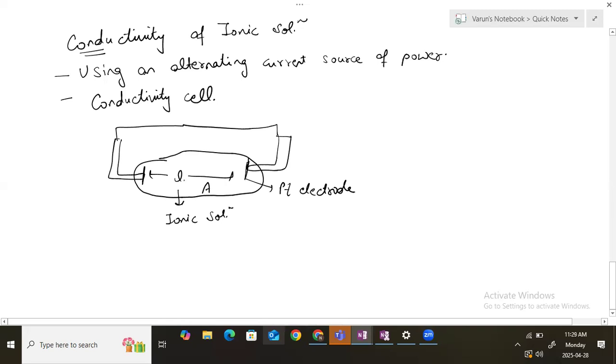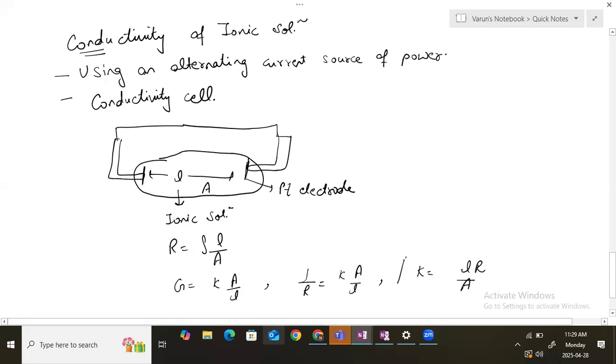Now basically what happens, we have to find out the conductivity, right? So if I write that R is equal to rho L by A, or I can write G is equal to kappa A by L, or I can write 1 by R is equal to kappa A by L. If I have to calculate kappa, then kappa is equal to L by R A. Can I write it like this? My main concern is to find out the conductivity.